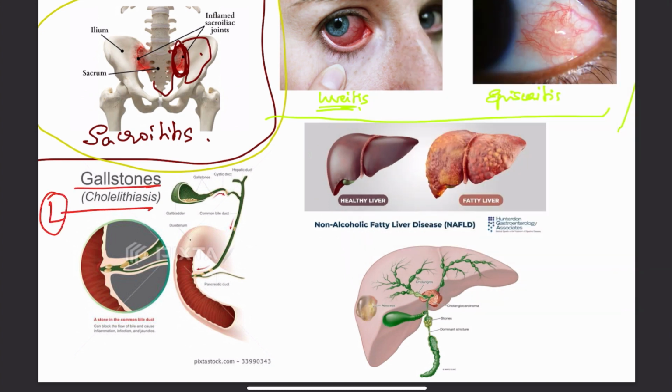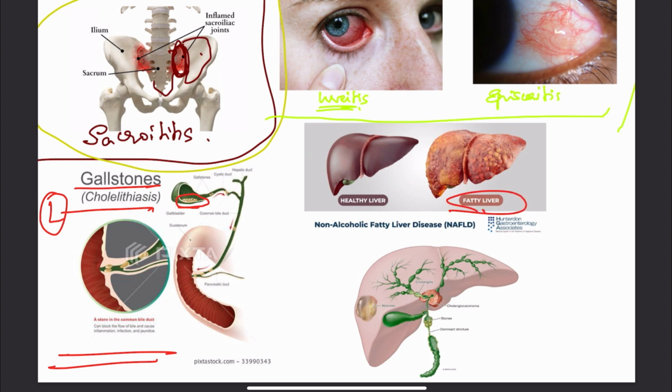Liver manifestations, gallstones, cholelithiasis. There will be formation of gallstones in the gallbladder, which can often lead to further complications with obstruction of the biliary tract or the pancreatic duct, or it can lead to cholecystitis, choledocholithiasis. All these complications can happen.